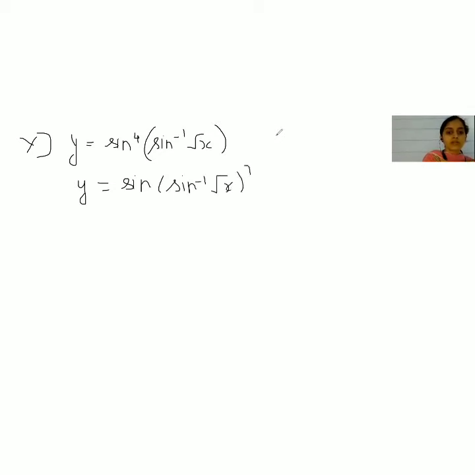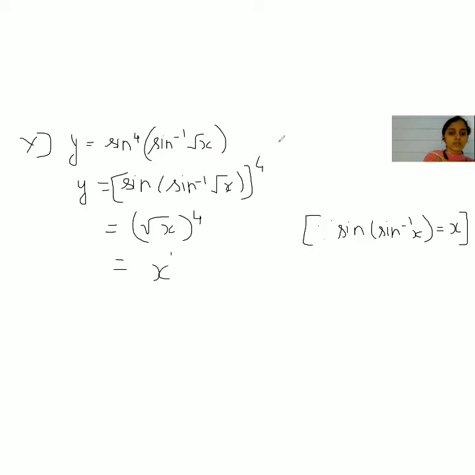The whole thing is raised to 4, which is equal to, again, what do we know about sin inverse? The sine of sin inverse x is equal to x. So we write this as root of x, the whole thing raised to 4, which is x raised to half into 4, which is x square, right? And so dy by dx of x square will be 2x. So here we complete question 6.